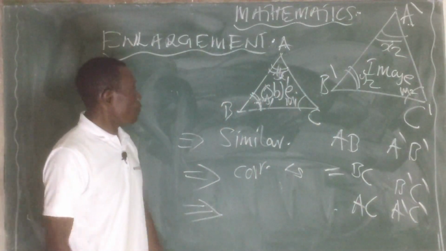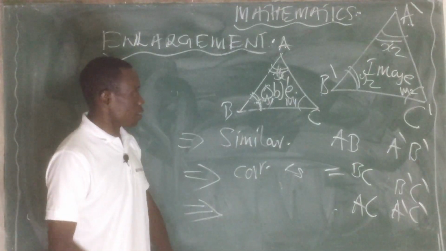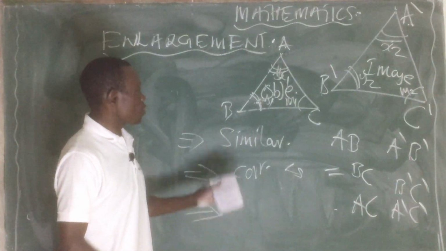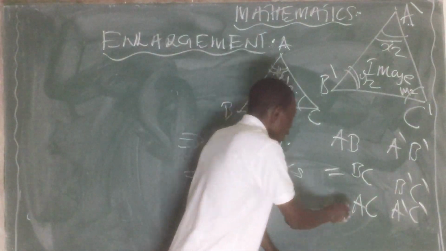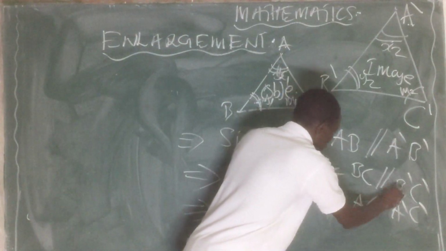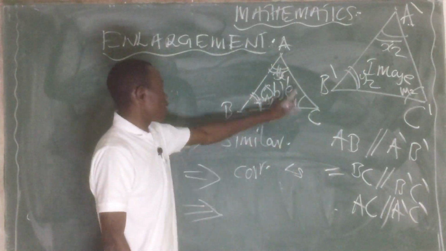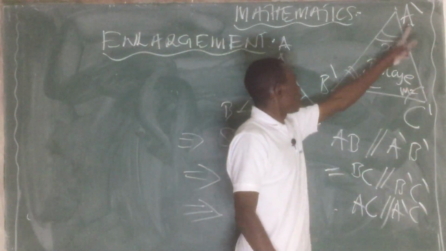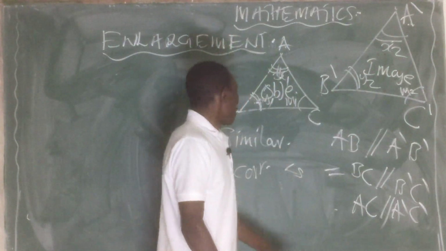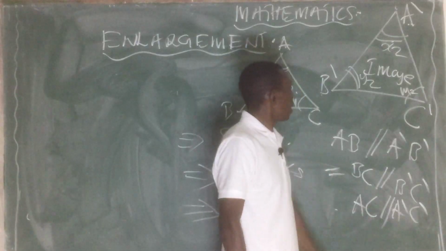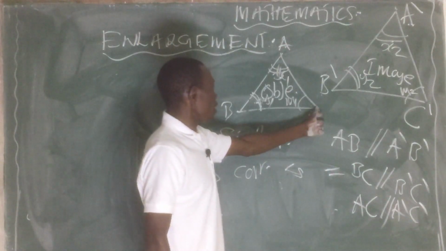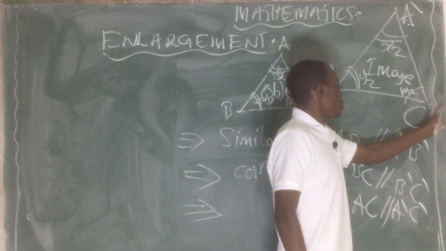Right. If you compare these pairs of corresponding sides, you'll always be able to see that they'll always be parallel to each other. So this is the symbol for parallel. You should expect AB to be parallel to A prime, B prime. And also BC is parallel to B prime, C prime. And again, AC is parallel to A prime, C prime.